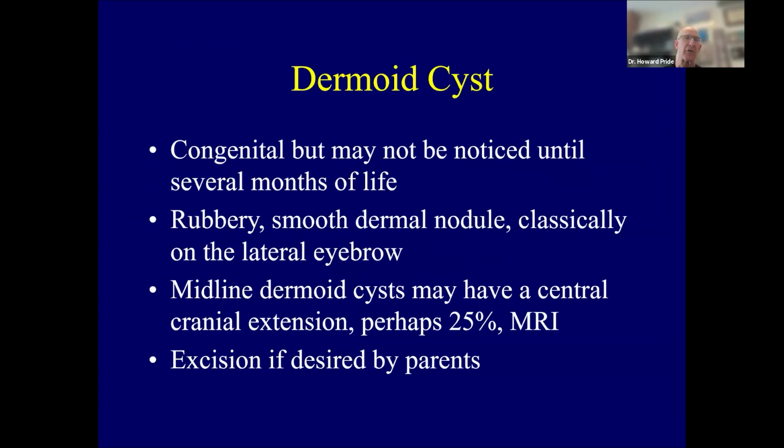So they're congenital. They're there at birth, but they might not get noticed until several months of life. So the parents might not say that they noticed it right at birth. And they're firm, but they're rubbery and movable. They're not the palpation that you get with something that sends a chill down your spine, rock hard and fixed to the underlying tissue. They've got a much more benign feel to them, but still fairly firm. And again, the lateral eyebrow, the absolute classic location for this.